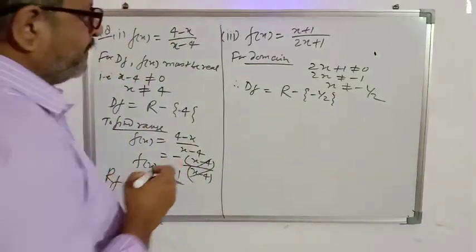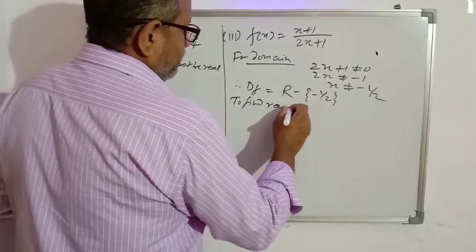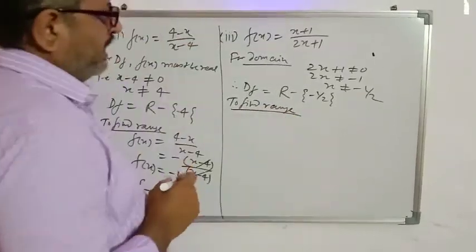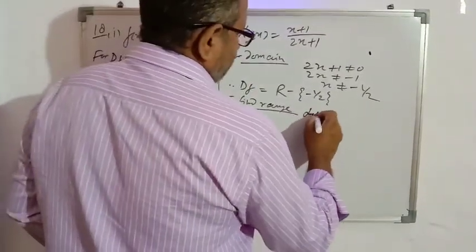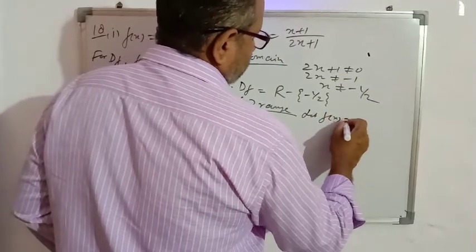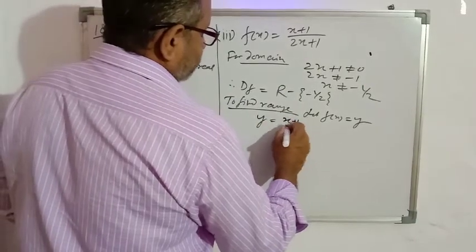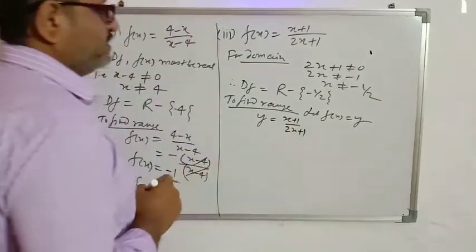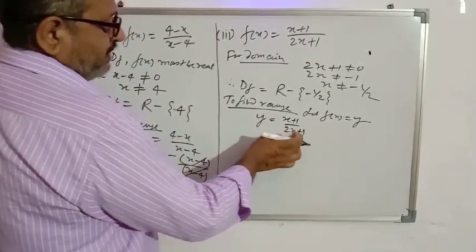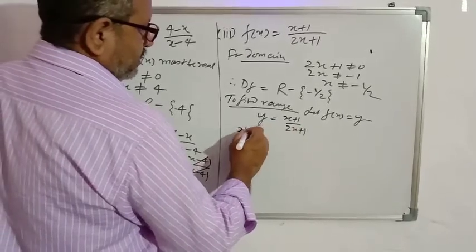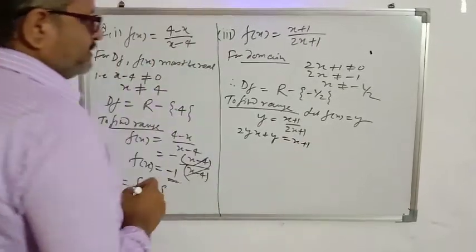This is the domain. Now we will find range. To find range, let us suppose this f(x) is equal to y. Let f(x) is equal to y. So we can write y is equal to (x plus 1) upon (2x plus 1). Make x as the subject, means from this relation find the value of x. So cross multiply. 2yx plus y is equal to x plus 1.